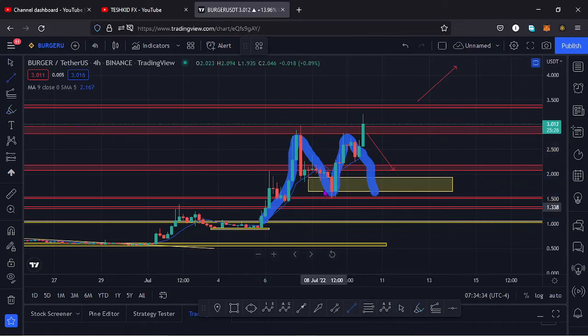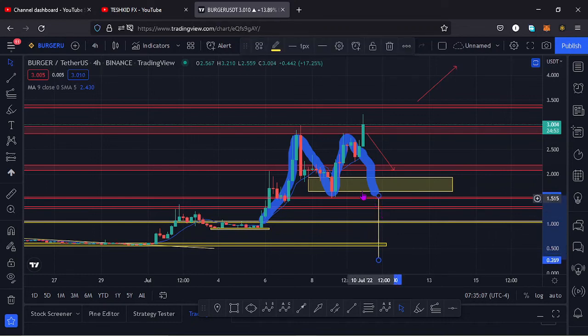And soon I would expect a breakout to the lower side, and the targets for that breakout to the lower side will be given by the height of this double top to the neckline. So using the trend line there, then placing it on the point that we might have that breakout, it's possible that Burger could go to around the $0.27 mark.